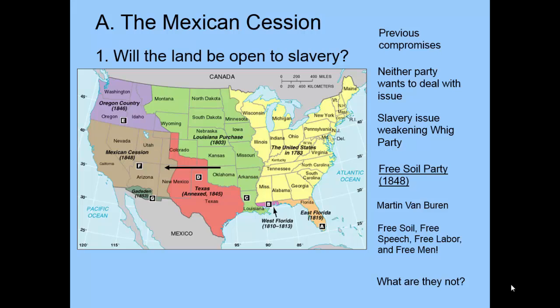And so the Free Soil Party is formed as a way for northern farmers to ensure that they're going to get the best land possible out west. So that's why they don't like the spread of slavery. And again, the Free Soil Party is not an abolitionist party. They don't care about slavery where it is. They just don't want it to expand.